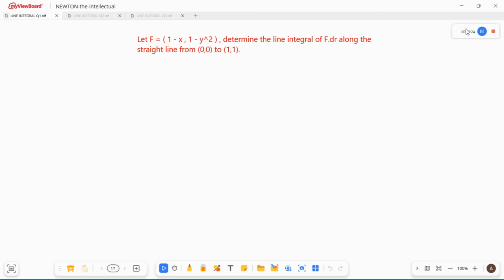So this question on our screen now is: let f equal to 1 minus x, comma 1 minus y squared. Determine the line integral of f dr along a straight line from 0, 0 to 1, 1. Now, this information has been given. So basically, what I first like you to understand is what we are actually asked to do.